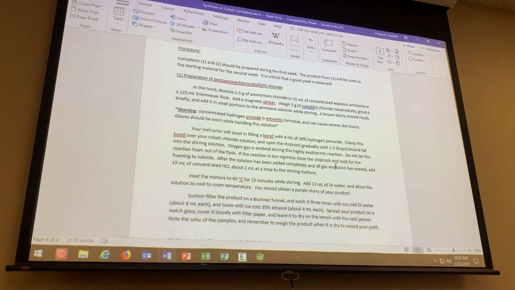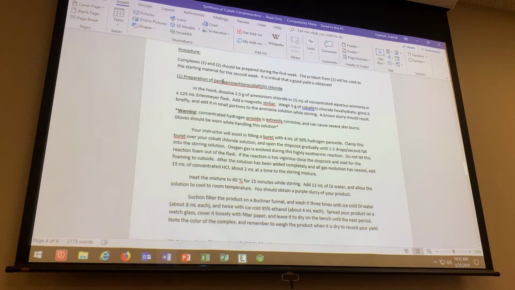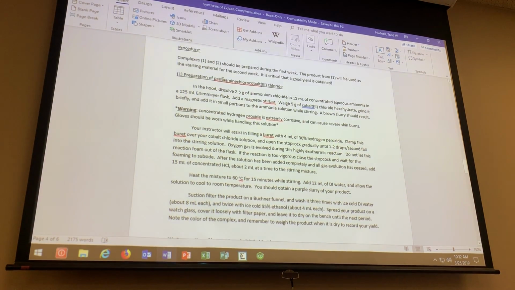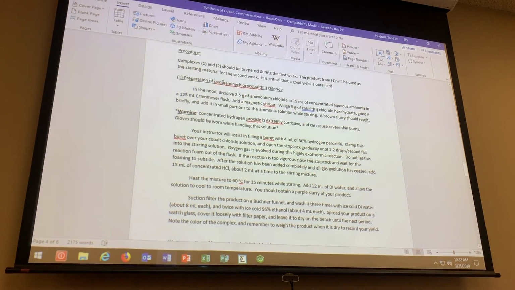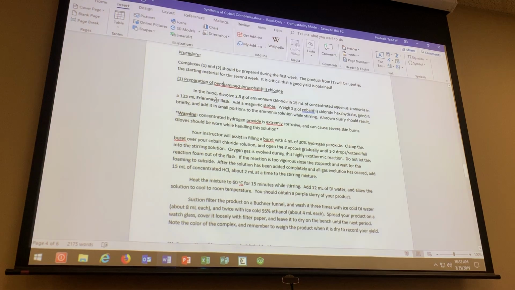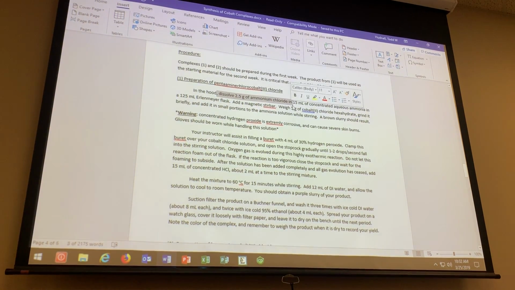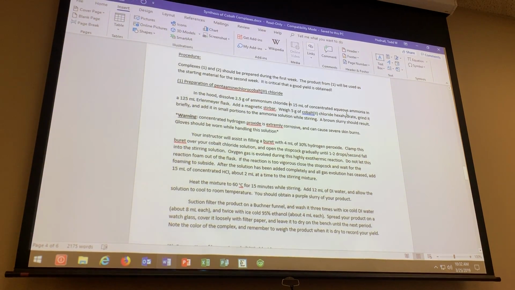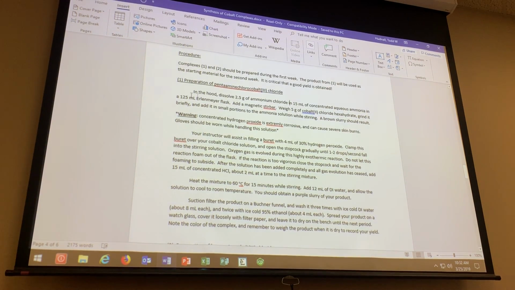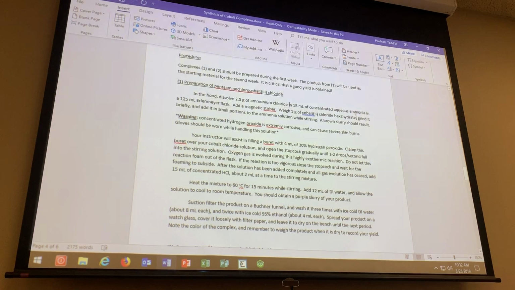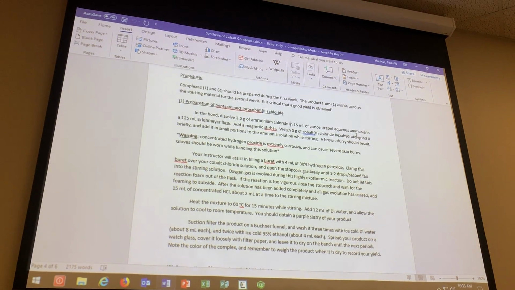So here's the first complex. Well, I won't say the first complex. This is the one that you're going to use to do all your subsequent substitutions. So this is where L is chloride. You start off with ammonium chloride in concentrated aqueous ammonia, which is ammonium hydroxide, for those of you who don't remember.